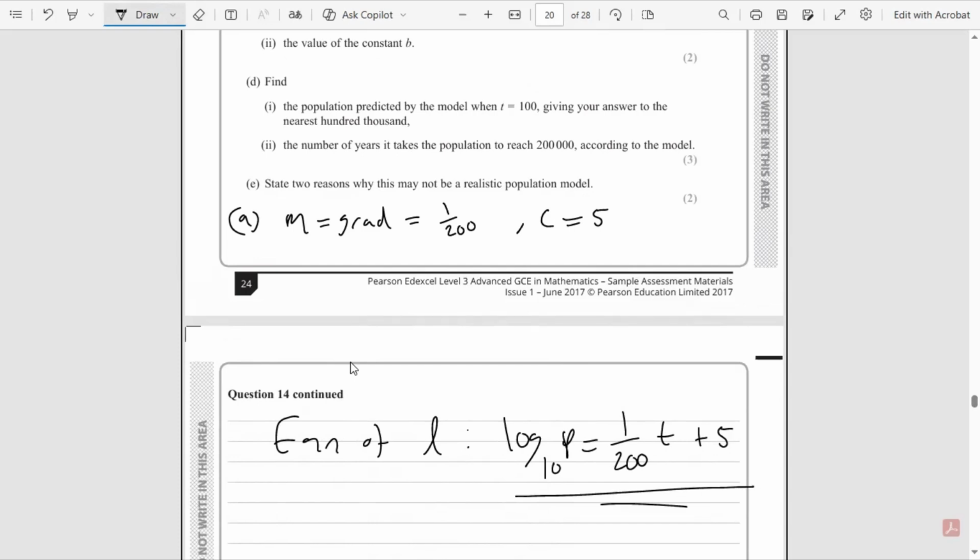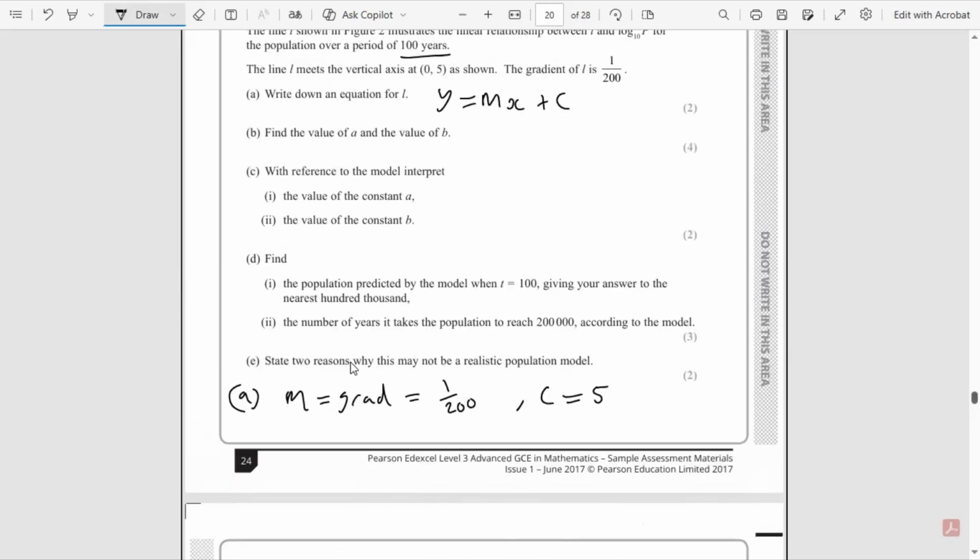If you wrote down y equals 1 over 200 x plus 5, you would lose a mark because the variable on the y-axis is log base 10 p and the variable on the x-axis is t. So make sure you get your variables correct. So that's part A done.